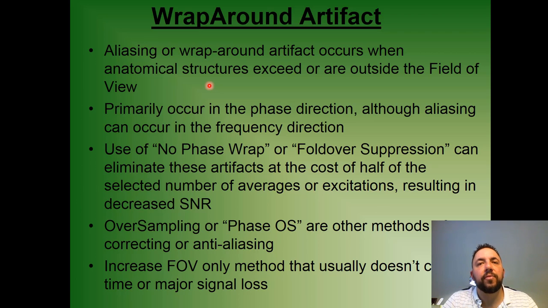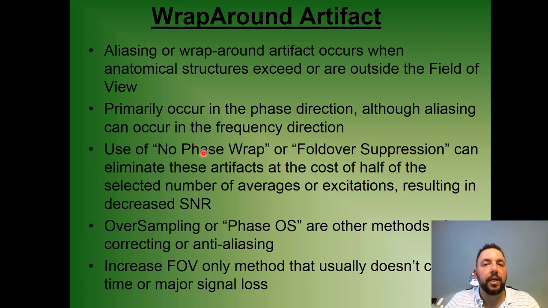Aliasing or wraparound artifact occurs when anatomic structures exceed or are outside the field of view. Primarily it occurs in the phase direction, although aliasing can occur in the frequency direction. We know that this doesn't happen in the frequency direction due to the Nyquist theorem, in that we're sampling twice per frequency. So basically, in essence, the Nyquist theorem tells us that if you have a 256 matrix, there are 512 samples acquired. So the use of no phase wrap or fold over suppression can eliminate these artifacts.